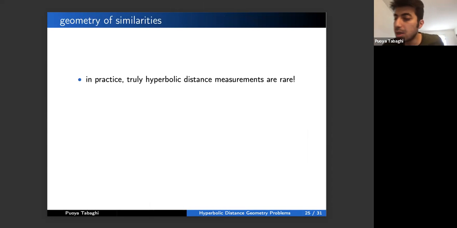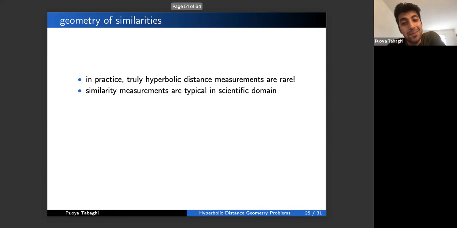And now for the final point of my talk, a fundamental problem of trying to reveal the underlying geometry of similarities. Most often than not, in practice, truly hyperbolic distance measurements are rare, unless we know that we're dealing with trees, or we have some strong assumptions, or we just want to solve the problem in hyperbolic geometry. But most often we have only similarity measures. We don't even have distance measurements. We only have similarity measurements.